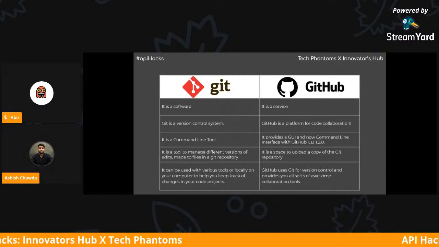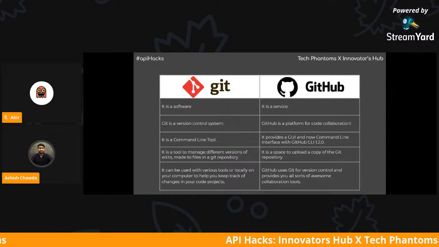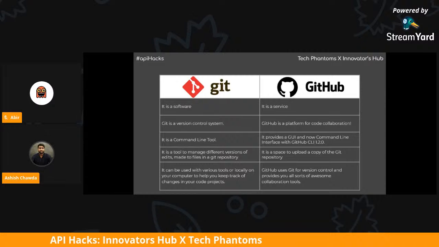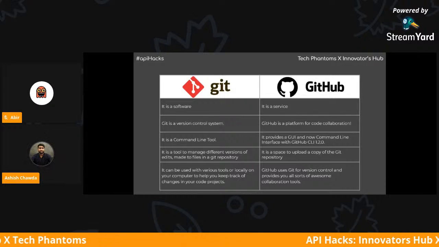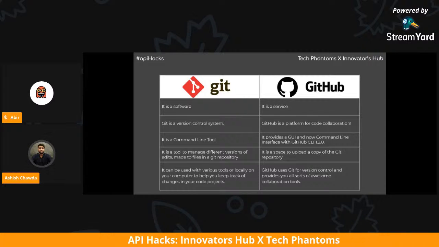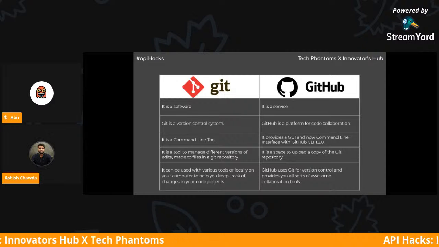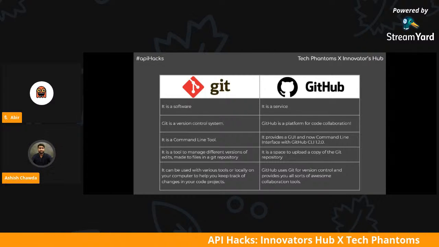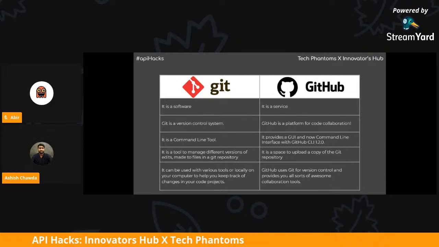So let's continue. We were talking about GitHub. GitHub is a service which you can access via the browser, and previously it was only present in the browser, so you had to open the browser to access GitHub. But now GitHub has also released its CLI, meaning command line interface, which is presently at version 1.2.0, and you can do all the tasks with the GitHub CLI which you were previously doing with the Git CLI.